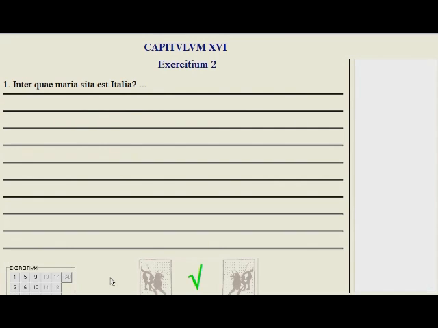Exercitium secundum. So we have a question and answer. Inter quae maria sita est Italia? Between what two seas is Italy situated? Well, Italia sita est inter mare superum, or mare Adriaticum, et mare inferum, or mare tuscum. So between those two seas. Italia inter maria superum et inferum sita est.